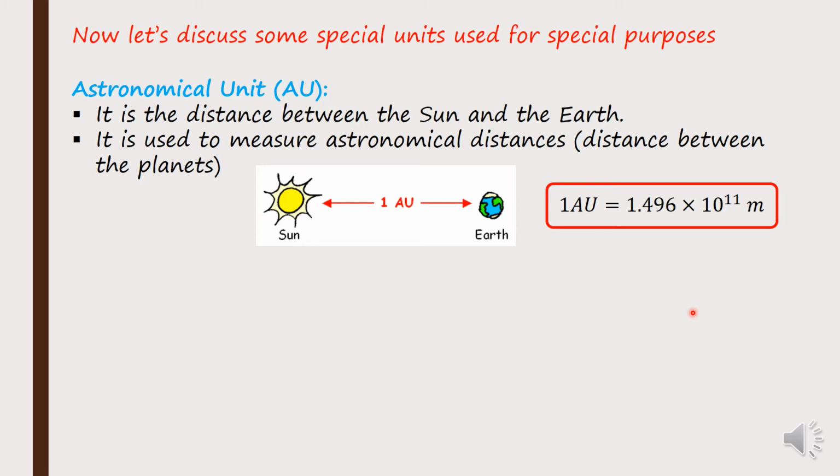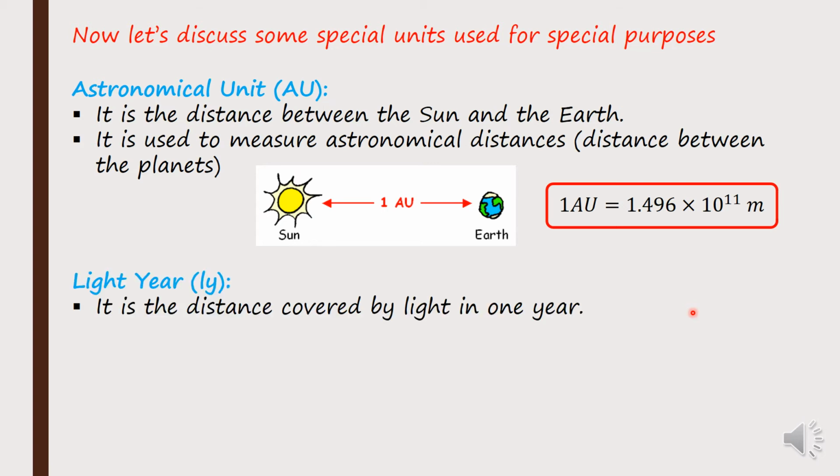Now let us discuss some other special purpose units. The next one is light year, and it is denoted by the letters Ly. So what is light year? It is actually the distance that is covered by light in 1 year. Now, you people might have understood that light is the fastest, right?